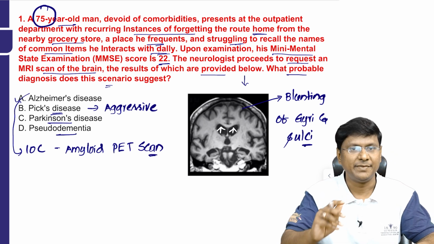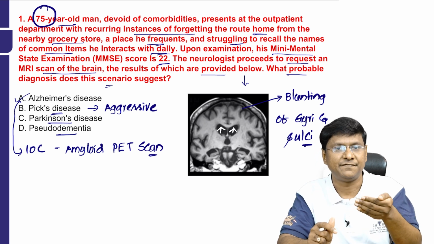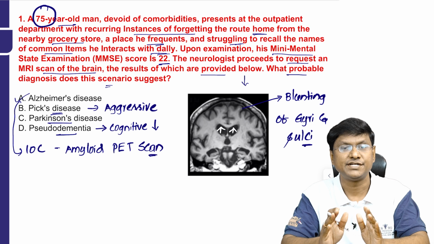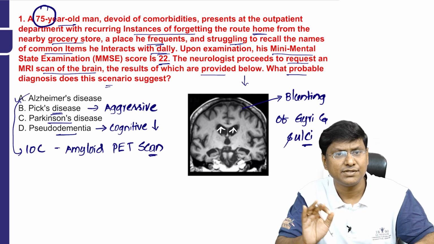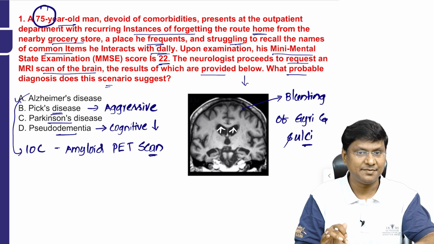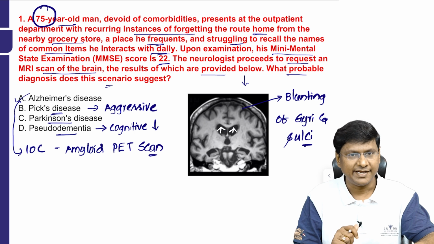Whereas you take pseudo dementia. Patients with pseudo dementia display cognitive deficits or memory issues. So that is what you will observe in case of pseudo dementia. So the answer to this particular question is Alzheimer's, where it is a cortical dementia. Moving on to the next question.